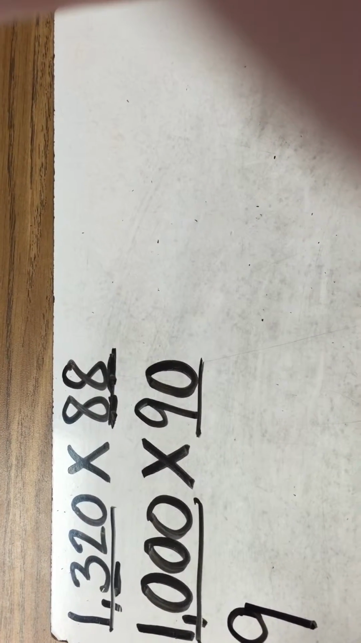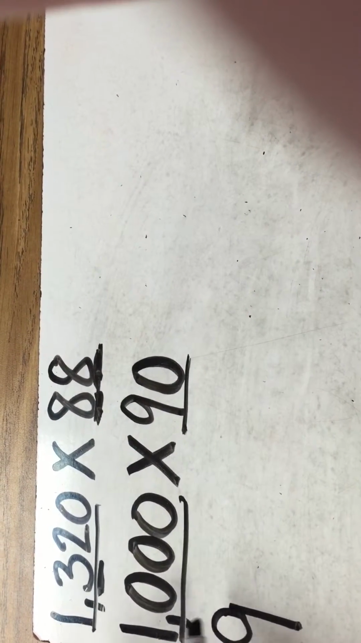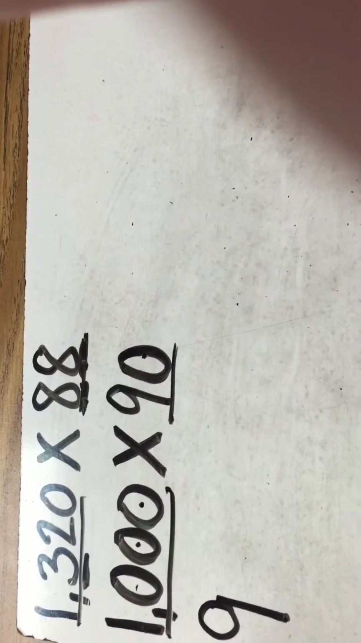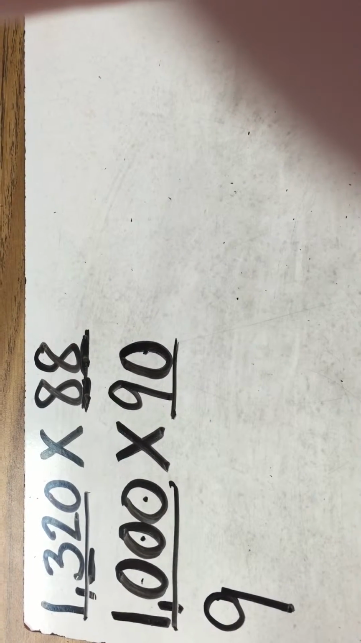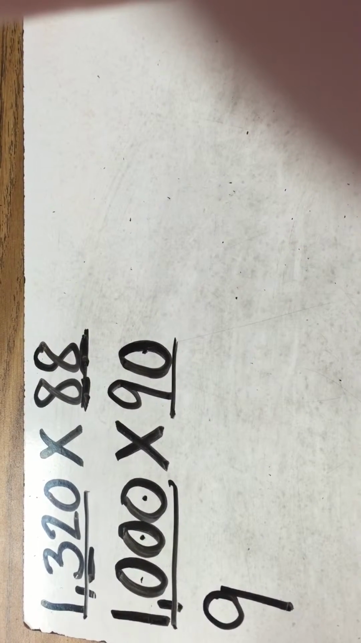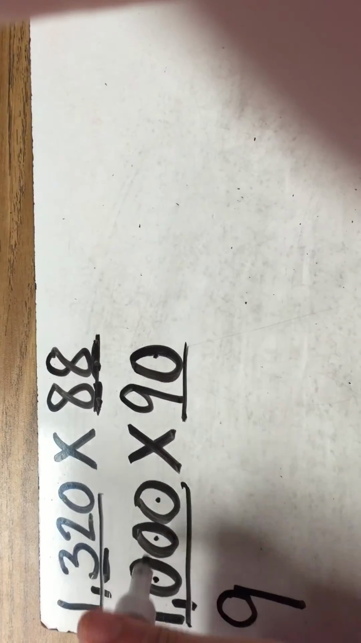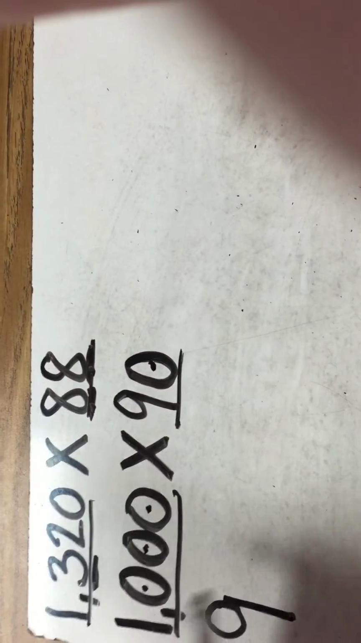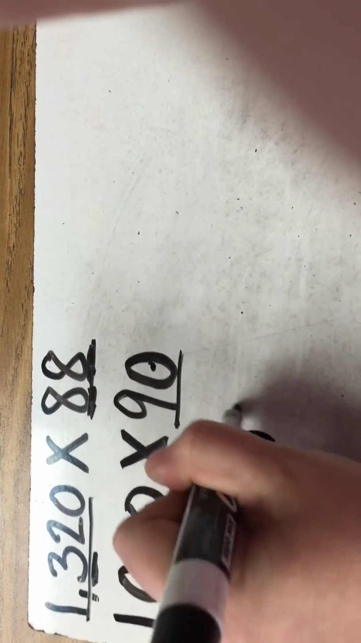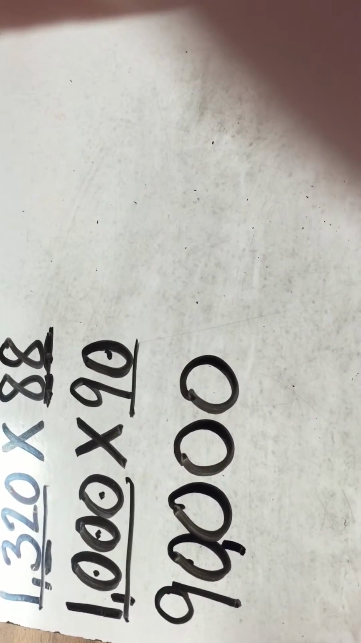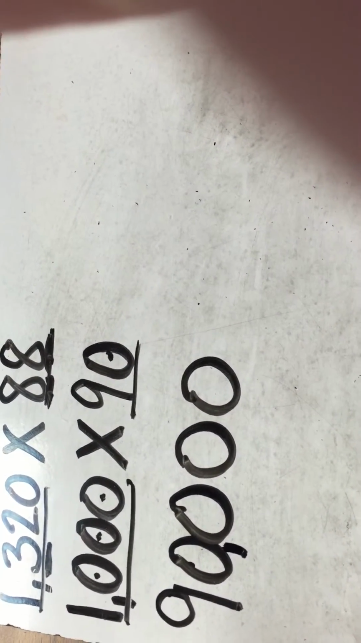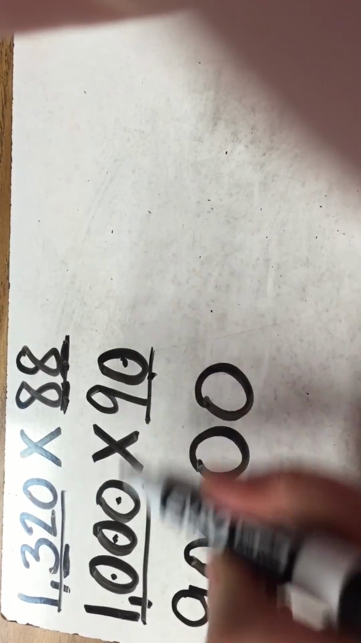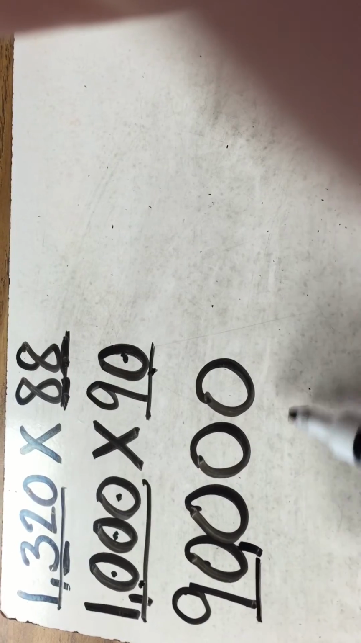However, when you think of groups of 10 and groups of thousands, you know that you are going to need to include 1, 2, 3, 4 place value holders because our zeros represent place values that must be represented in our product. So 1, 2, 3, 4 place value holders makes our answer around, or estimated to be, 90,000. 90 groups of thousands, 90,000.